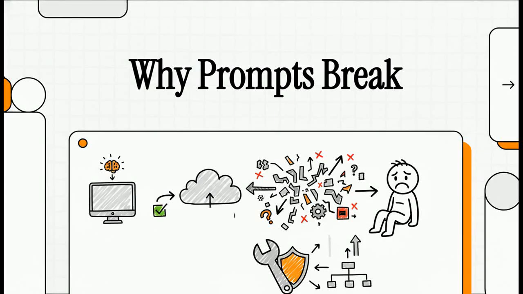If you've ever built an AI application, you know this feeling all too well. You spend weeks, maybe even months, crafting the perfect prompt. It works like a charm on your machine, and then you push it to production, and boom, it just completely falls apart. So today, we're going to dig into why that happens and, way more importantly, how you can stop it.